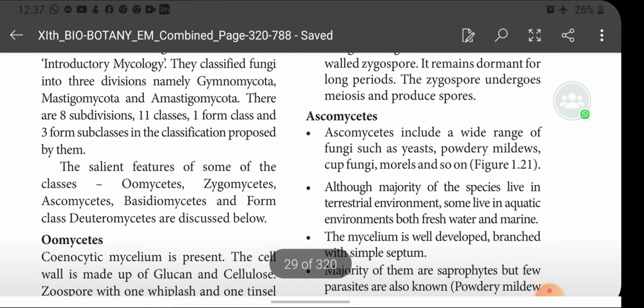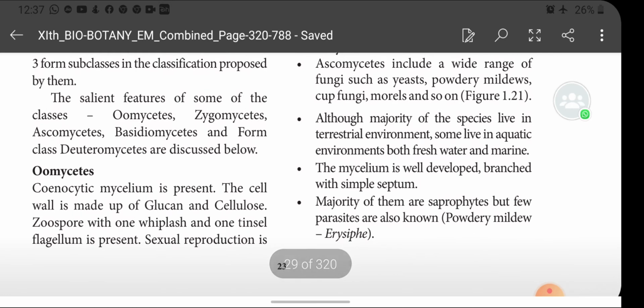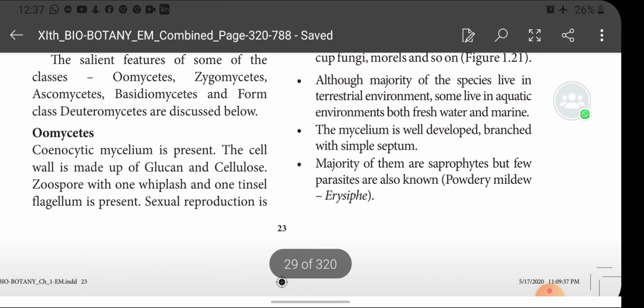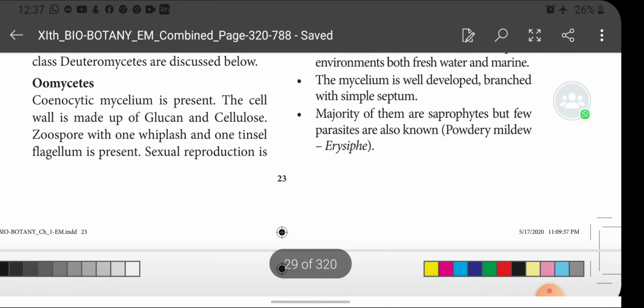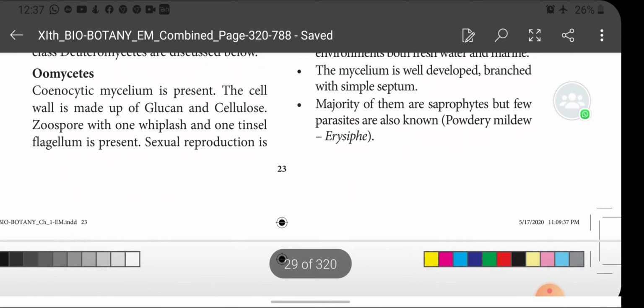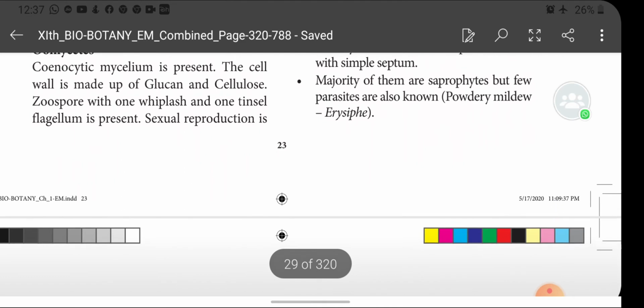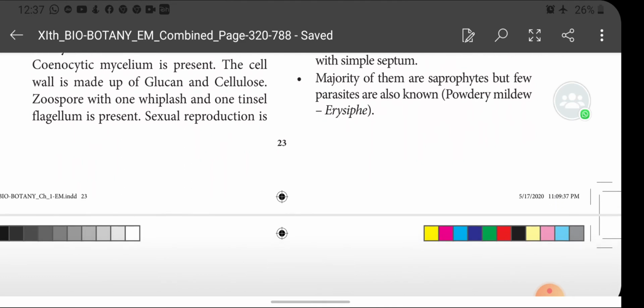Okay, and ascomycetes include a wide range of fungi. What are the fungi included in the ascomycetes? Yeast, powdery mildews, cup fungi, morels, and so on. Although the majority of the species live in terrestrial environments, some live in aquatic environments, both freshwater and marine. Mycelium is well developed, branched with simple septa. The majority of them are saprophytes, but a few parasites are also known, such as powdery mildew and ergot. These are called parasitic fungi.